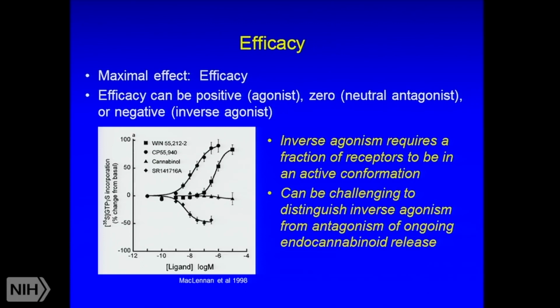Inverse agonism, shown here, requires a fraction of the receptors to be in active conformation, and that's particularly likely to happen when you have high levels of receptor expression, as happens in the cannabinoid system. Although of note, it can be challenging to distinguish inverse agonism from antagonism due to ongoing endocannabinoid release, and that's something that we always worry about.